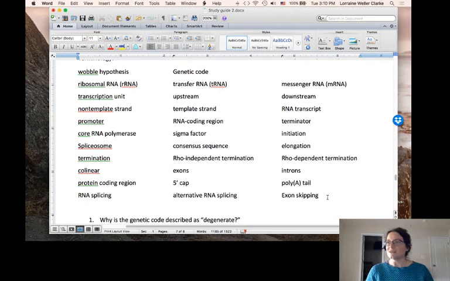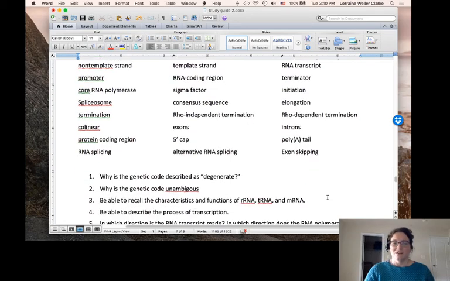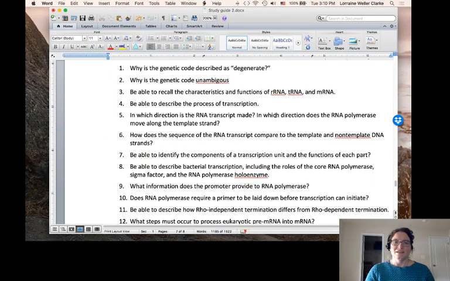How it knows where to start and stop? How it can be told to not start? How it can be told to stop? Okay? And all these pieces here, okay?